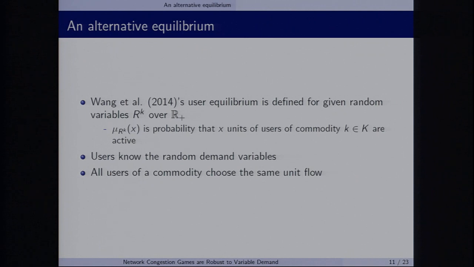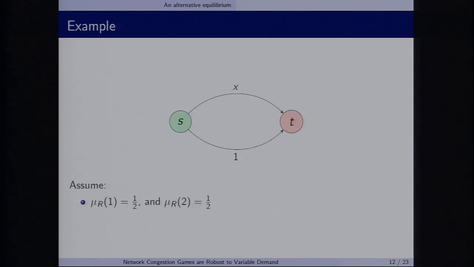And they assume that users know these random demand variables and try to minimize paths based on these random demand variables. Moreover, because all users of the same commodity have the same information, we assume them to know the distribution. We assume that all players make the same choice. So all players choose the same unit flow or the same probability distribution over their corresponding sets of paths. So in this example, how does that work?